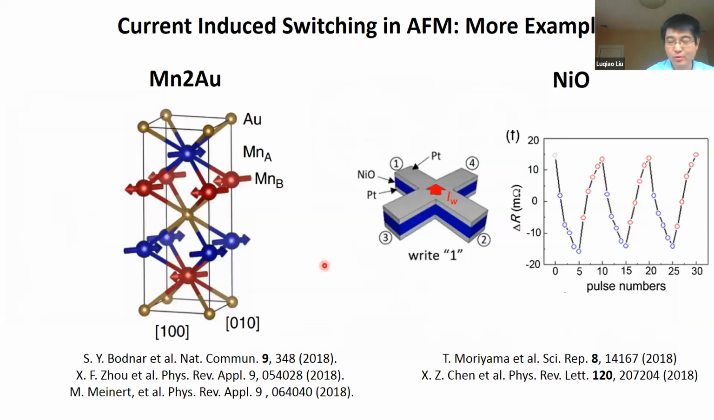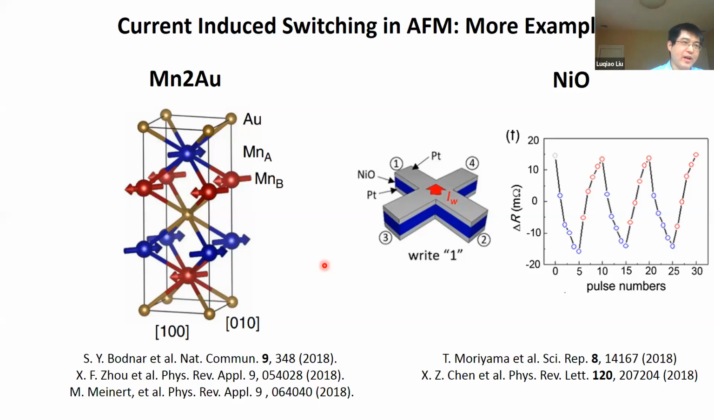Following this work, people have also realized the similar effect in other systems. Manganese 2 gold is another system which has this kind of spatial symmetry. And then more recently, people started to utilize magnetic insulators. Here for a magnetic insulator like nickel oxide, the hope is to utilize interfacial spin-orbit torque at the platinum magnetic insulator interface, and then use this spin-orbit torque to realize Néel vector switching.